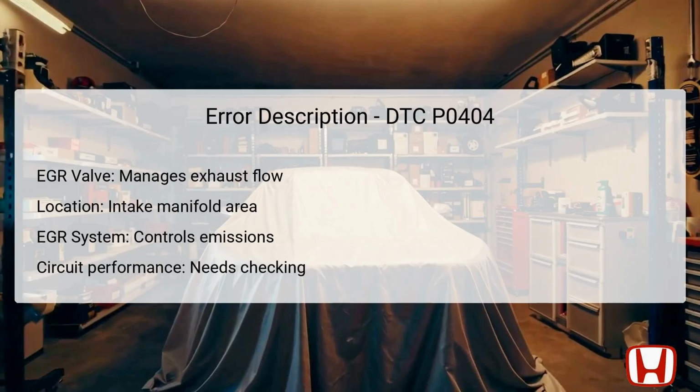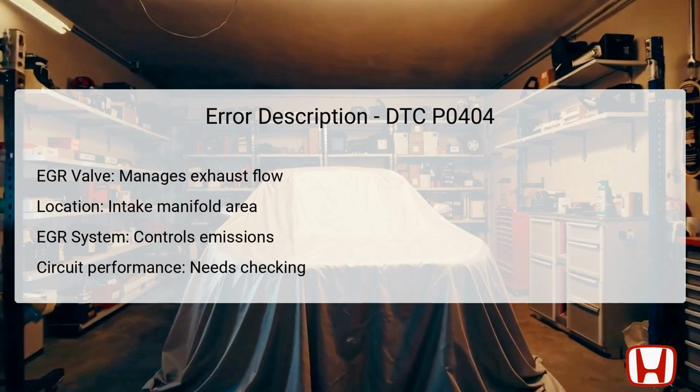In discussing the error description for DTC P0404, it is critical to understand the components involved and their specific roles. The EGR valve, located in the intake manifold area, manages the flow of exhaust gases back into the engine to reduce nitrogen oxide emissions. When the valve is functioning correctly, it allows exhaust gases to mix with the incoming air-fuel mixture, facilitating better combustion and lowering harmful emissions.